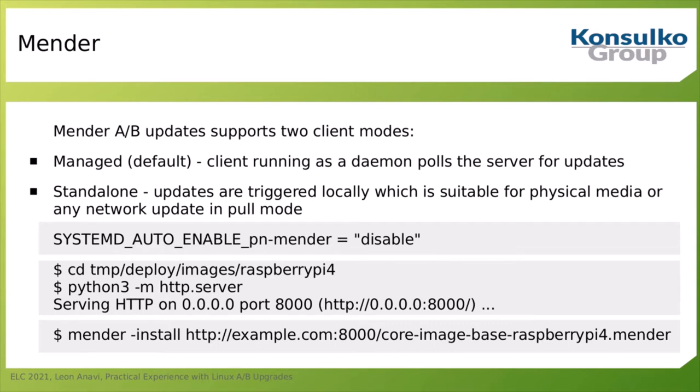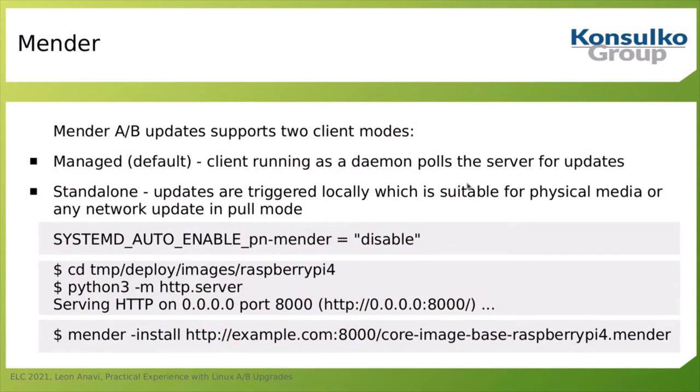For example, if you need to do an update with a USB stick, you can write the Mender artifact on the USB stick and plug it into the device. If you have, of course, previously created a udev rule, the udev rule can detect the USB stick and trigger a script which will apply the update using the same steps as explained here.